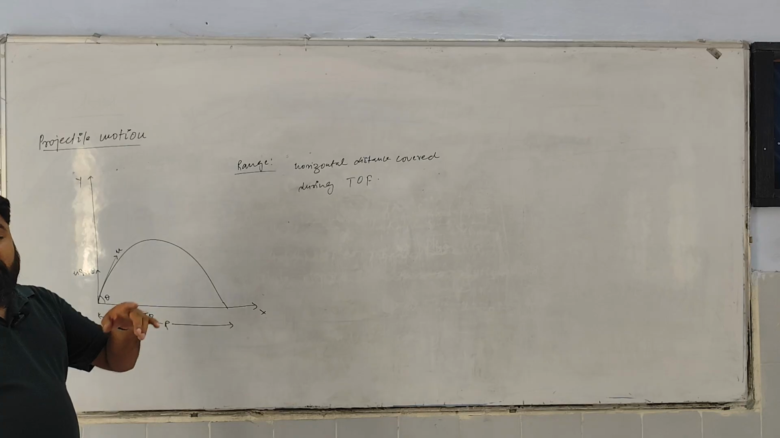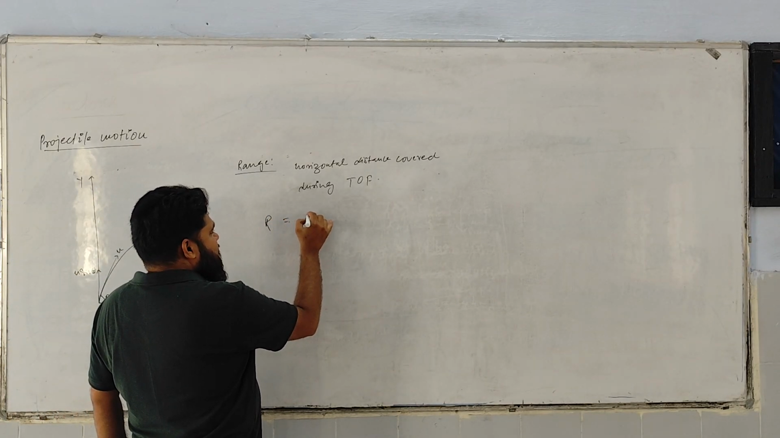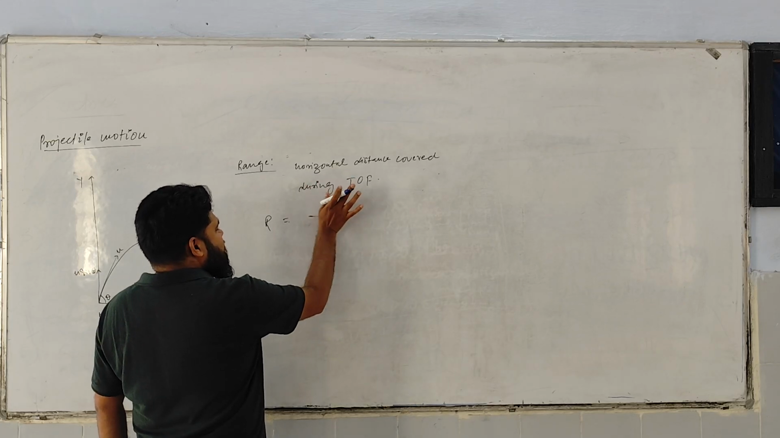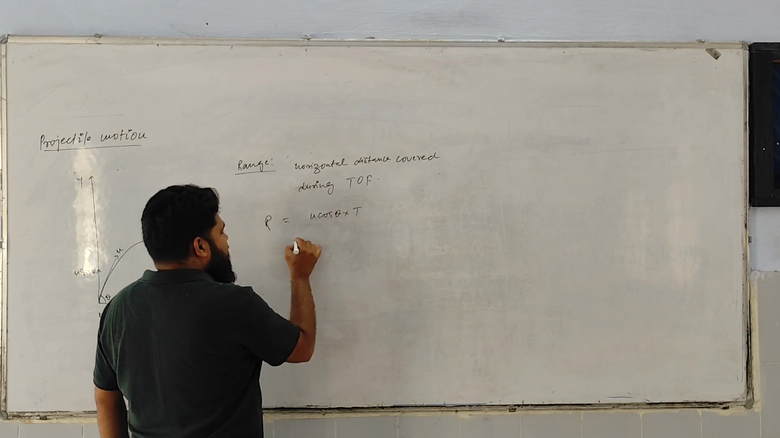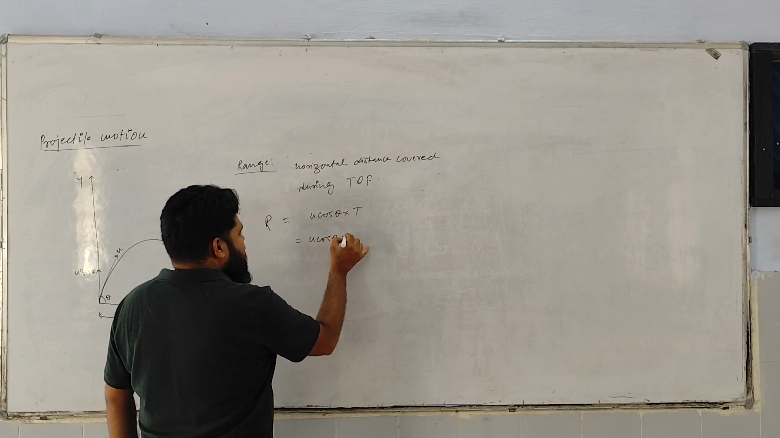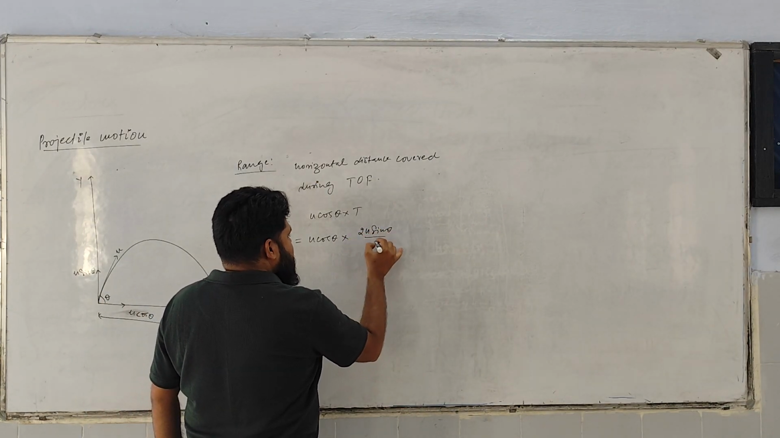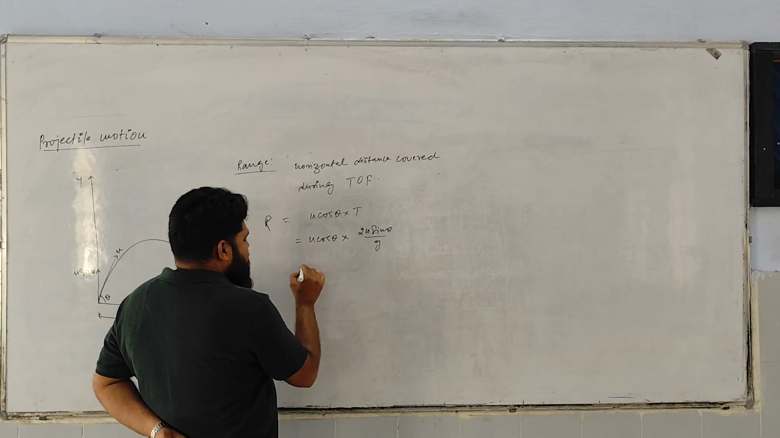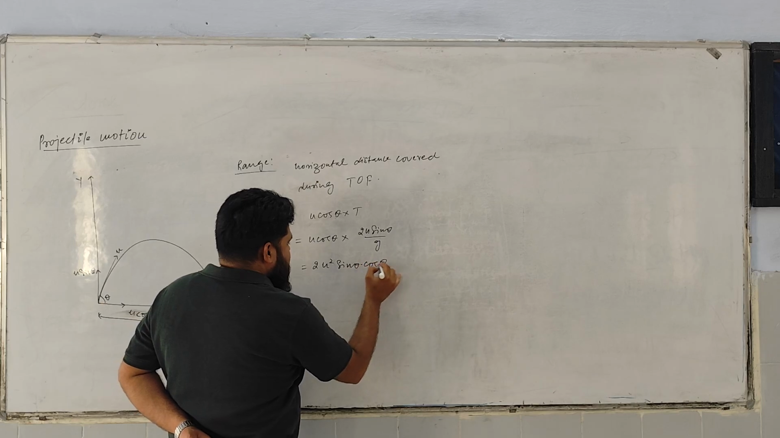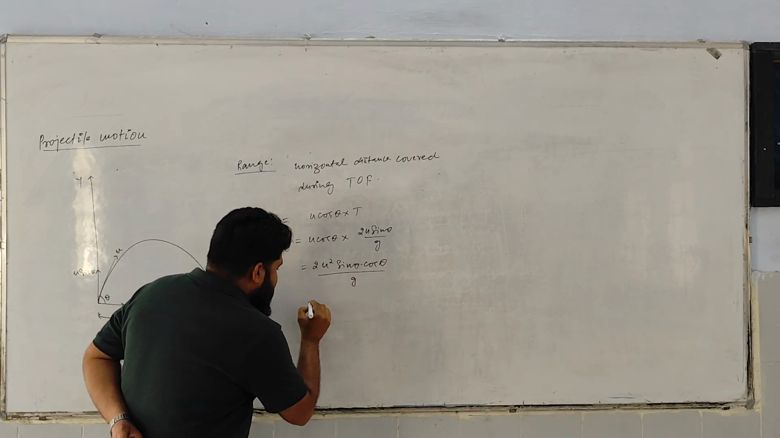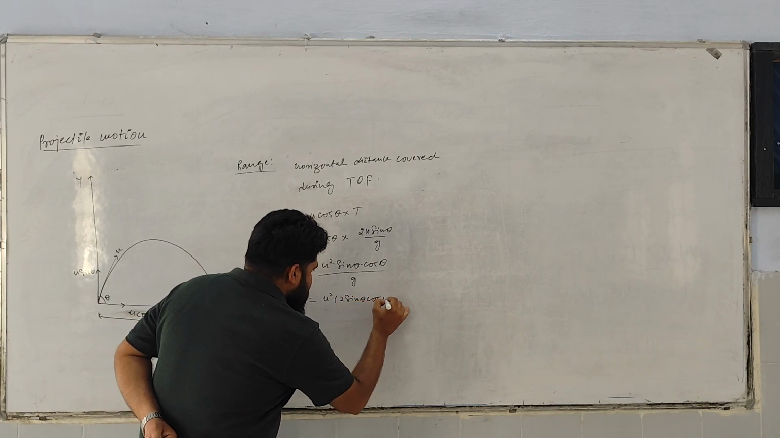And what will be the time? The time is time of flight. So range R is equal to u cos theta into time of flight. That means u cos theta into time of flight, that was 2u sin theta over g. That u and u becomes u square sin theta cos theta over g. Just rearranging, u square 2 sin theta cos theta over g.